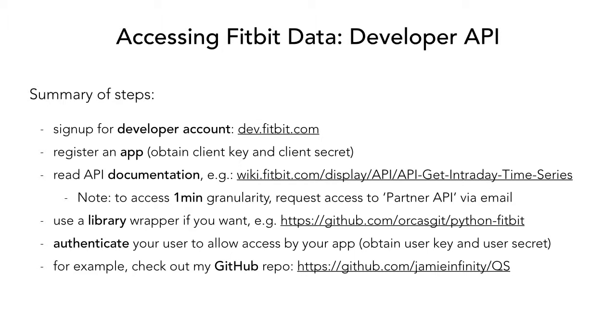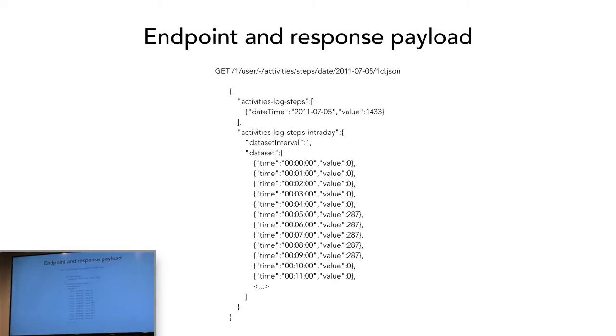So if you make a request, like the one up above, you will get back a JSON data set that looks like this. At the top, it gives you the summary for the day, so the date and the total number of steps, and then it gives you a time series per minute.